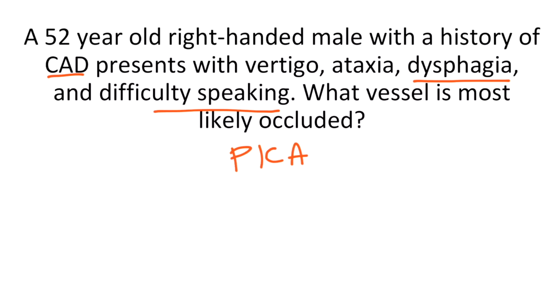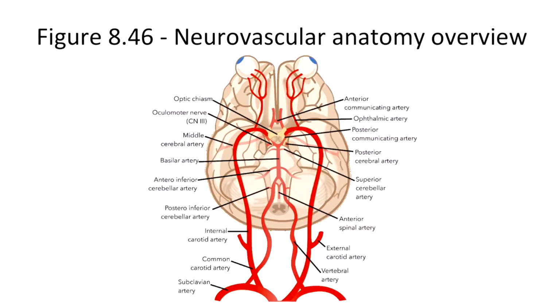Let's pull up some figures to make this clear. From figure 8.46, we can see that the PICA is right here. Again, notice how the PICA wraps around the lateral aspect of the medulla, hence the name lateral medullary syndrome. It's important to know that lateral medullary syndrome can also be caused by damage to the vertebral artery. This is because the PICA is a direct branch of the vertebral artery, which we can clearly see from this image. So on the last slide, I said the answer was damage to the PICA, but if you thought of the vertebral artery, you'd also be correct.